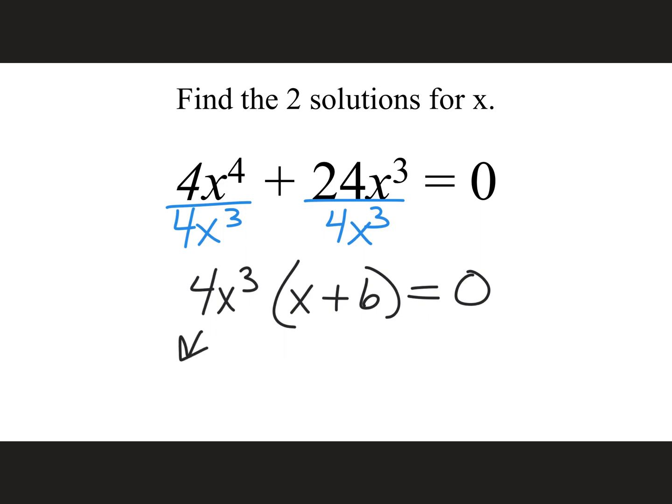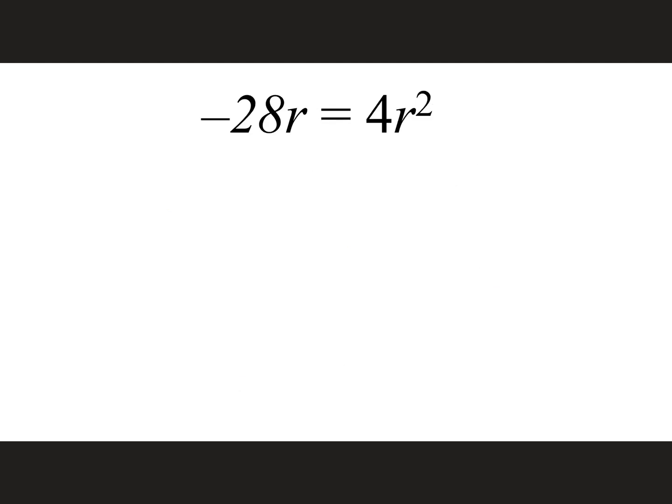And so I'm just going to, instead of writing it out, pull it over here. If I have a monomial, then x is going to equal 0. And in this case, x is going to equal the opposite of positive 6, which is negative 6. And there's my answer.